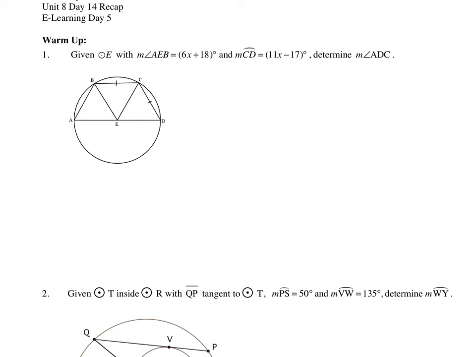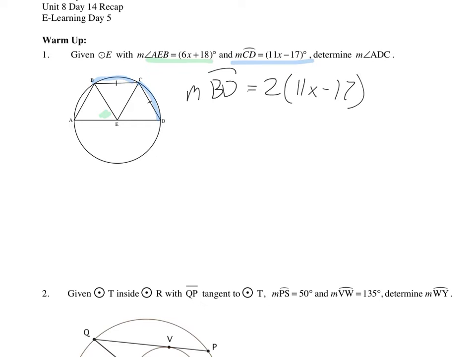But we know that AEB is 6x plus 18, so if I color code that. And then if I know that CD, 11x minus 17, is this portion here, well, since chords are congruent, we know that this arc is congruent. So I know that the measure of, not an angle, BD is 2 times 11x minus 17.